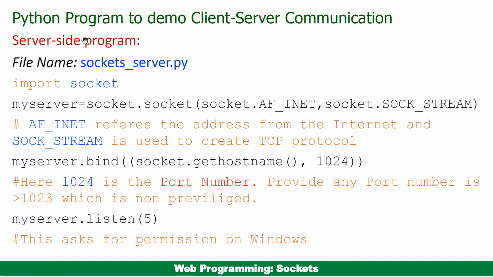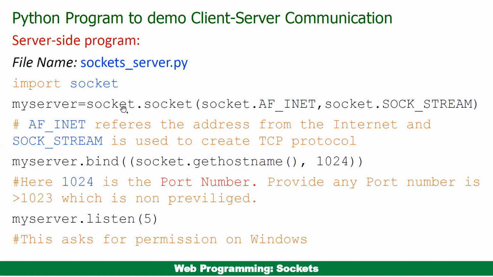First, let us see the server-side program. Here we will see the program explanation; later we will see the live demonstration. First, the file name of the server, you can make it, for example, sockets_server.py. py is the extension of a Python program. This is the server-side program. First, you have to import the socket module. Then you have to establish the connection using the socket module with the socket function. Let us assume this is the server connection.